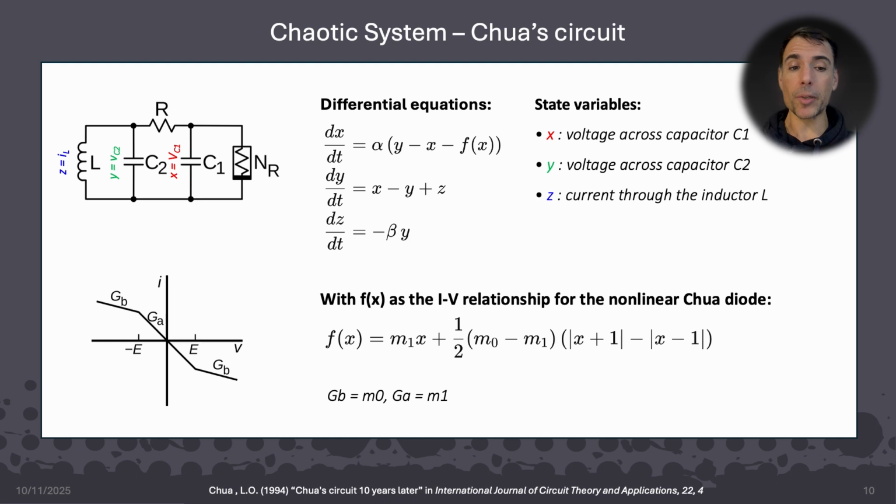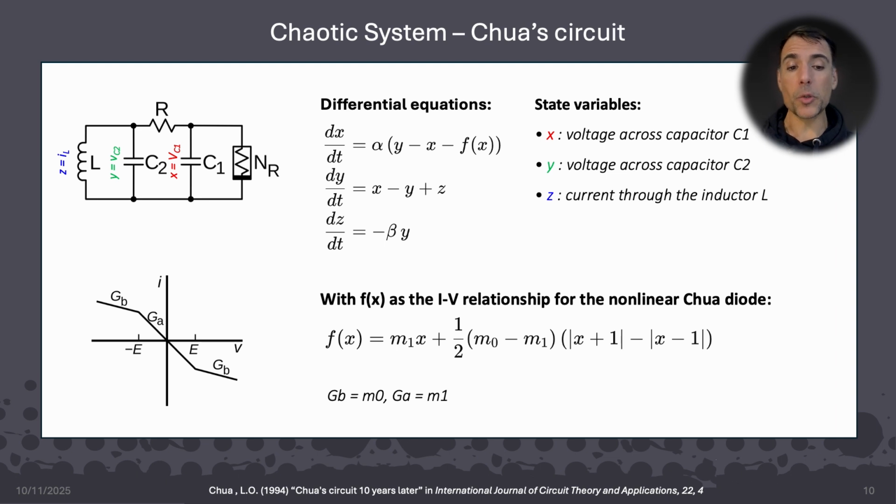It is one of the simplest electronic circuits exhibiting chaotic behavior and yielding very stable attractors. It comprises two capacitors, one resistor, an inductor, and a Chua diode, a nonlinear negative resistor. The state variables of the system are X and Y for the voltages across the capacitors C1 and C2 respectively, and Z for the current through the inductor L.